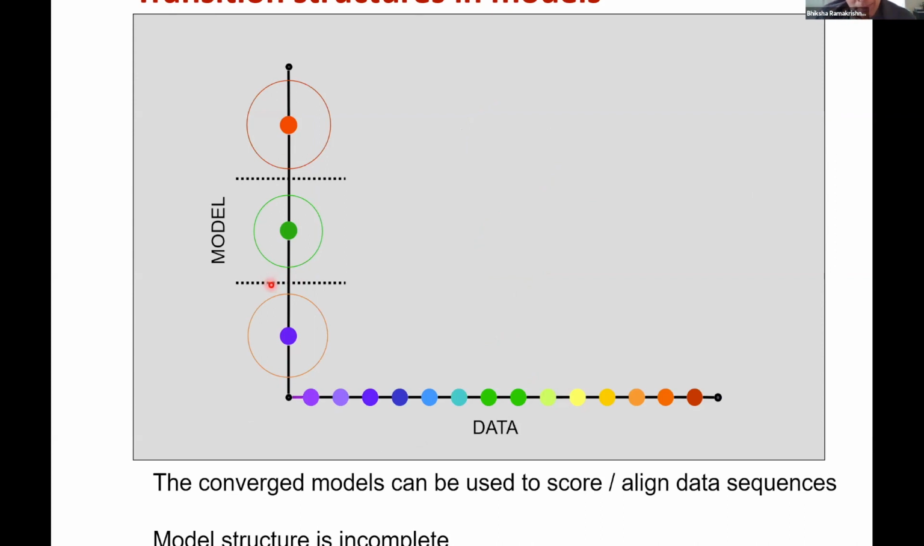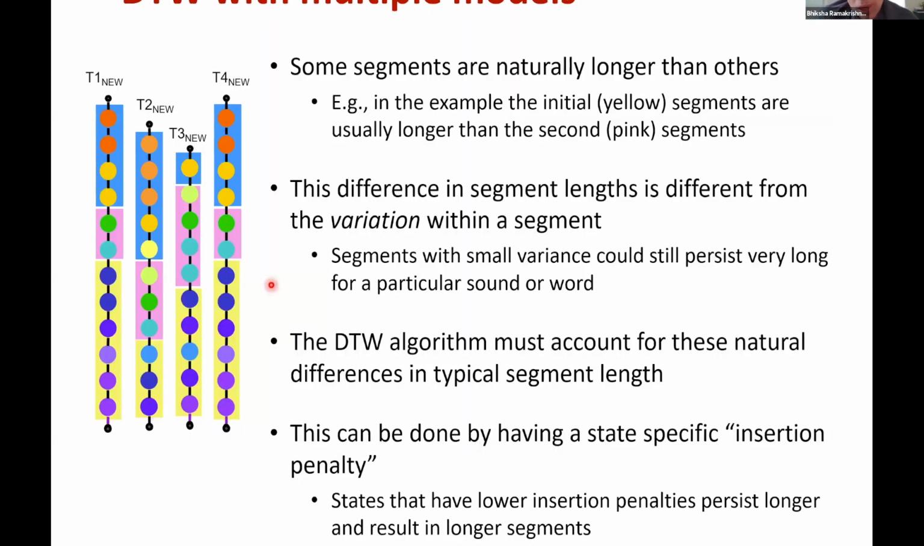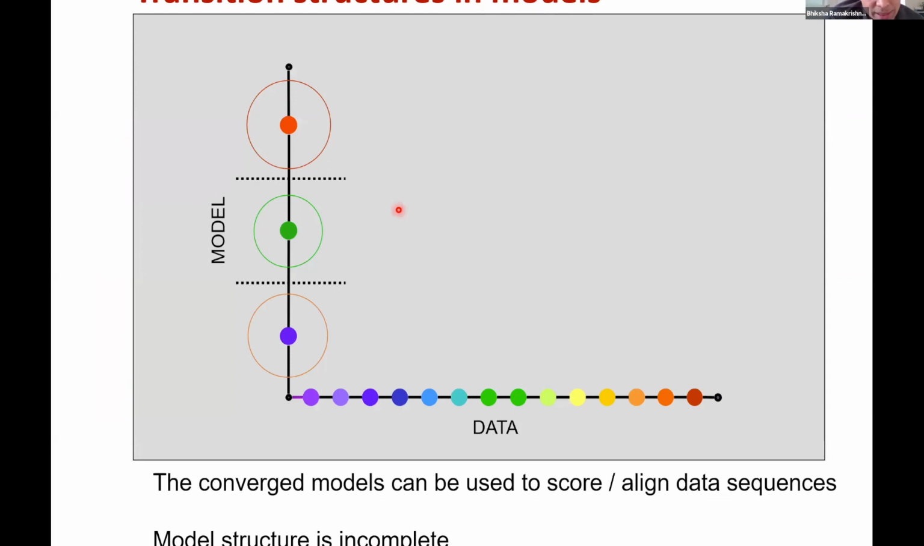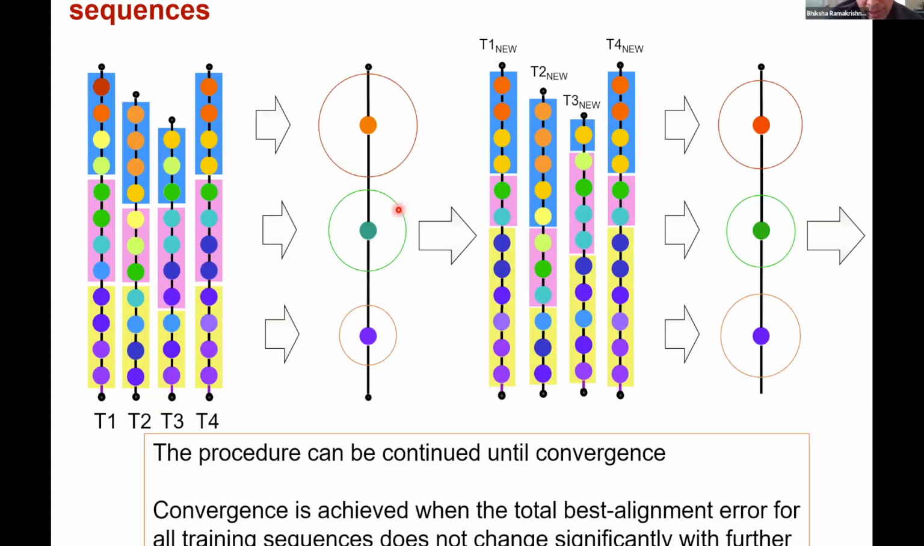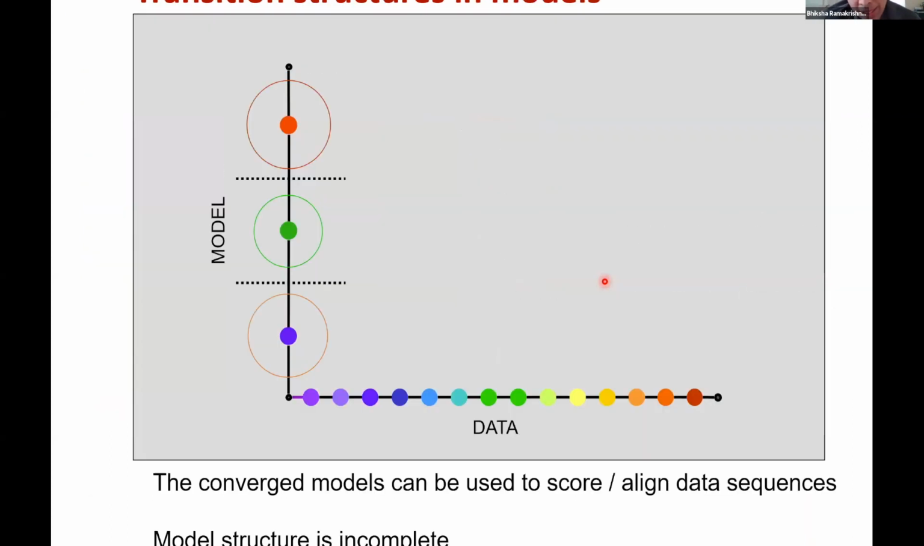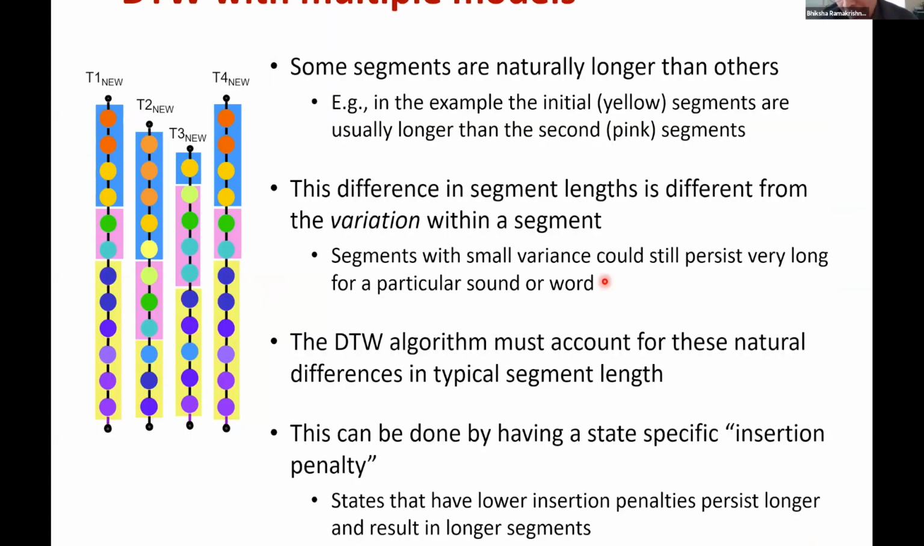But I'm still not done. There's one more issue. And the issue is this. Look at this. After I'm done aligning things, resegmenting things like this, the segment lengths have all changed. They are not all the same length anymore, right? They have segments which tend to stay consistent longer, like vowels will end up giving you longer segments. Sounds like t will give you shorter segments. The segment lengths are not going to be the same.